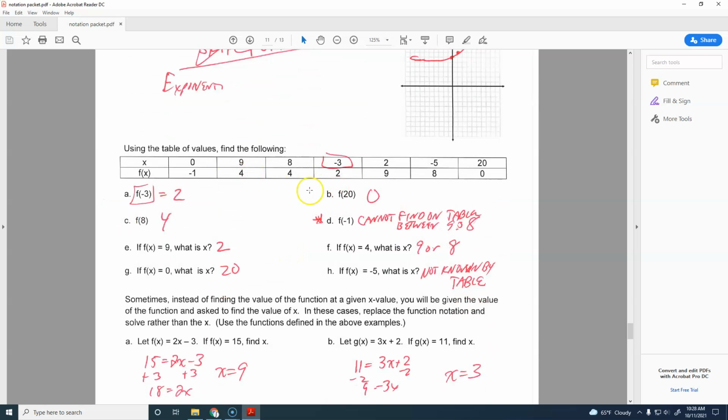We looked at a few of these here. This one gave you a table. So A is 2, B is 0, C is 4, D I told you not to do. E is 2, F is 8 or 9, or both of them. Make sure you got both of them there. G is 20, and H I told you not to do. Do not do D and do not do H.